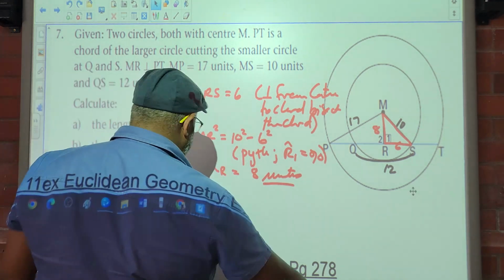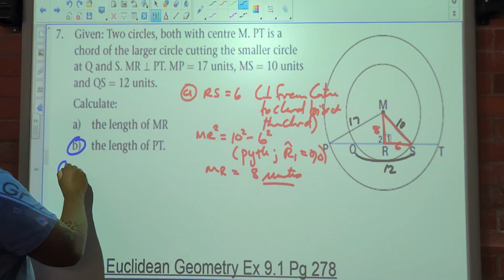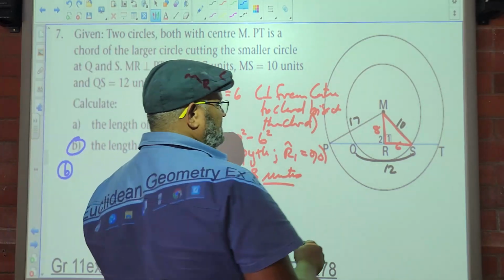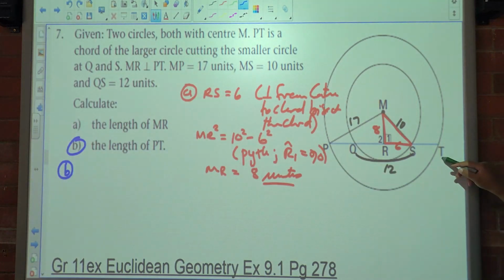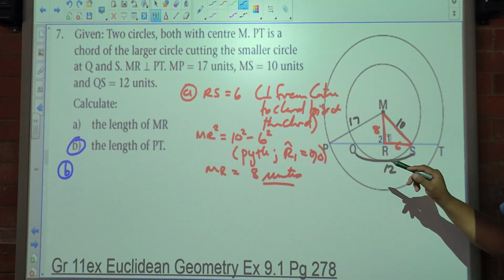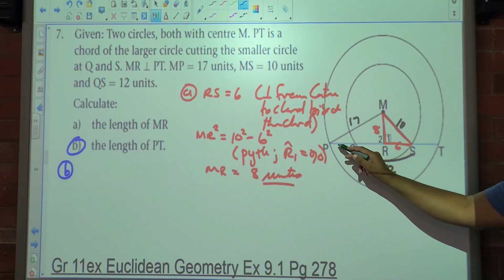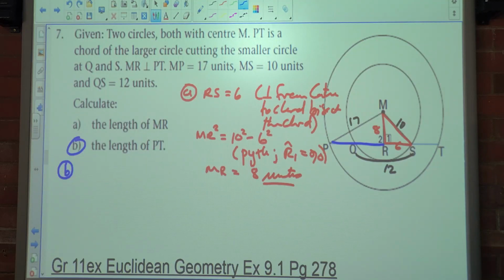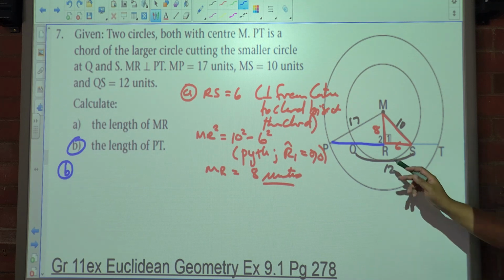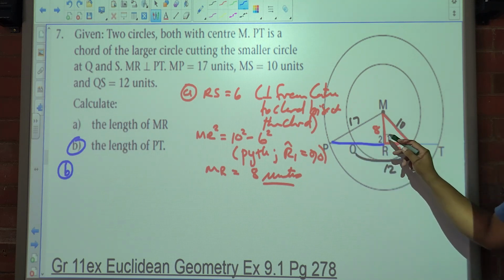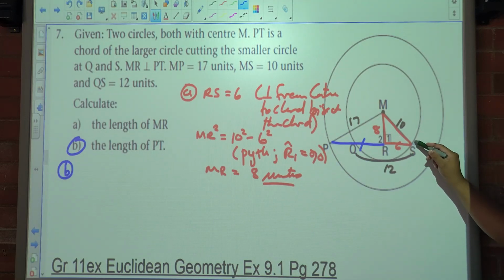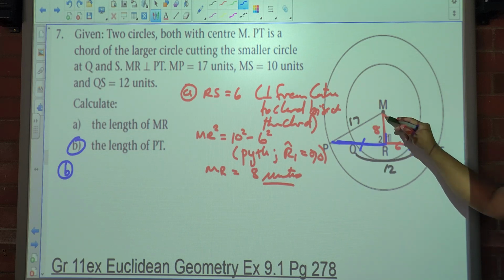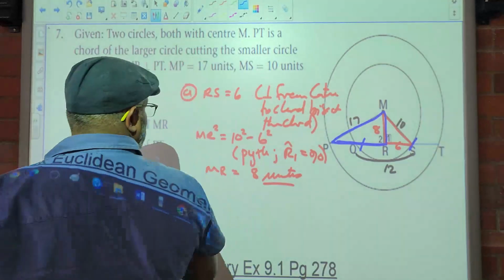Then in B, I want you to calculate the length of PT. PT, which is the whole length here, not so? But what can I calculate here? I can calculate PR first, can you see that? Yes. And I can multiply it by 2 to get PT. Why? Perpendicular from center to chord bisects the chord, which means cut in half, which means to also say that length is equal to that length. Do I have enough to conclude Pythagoras there? Yes.